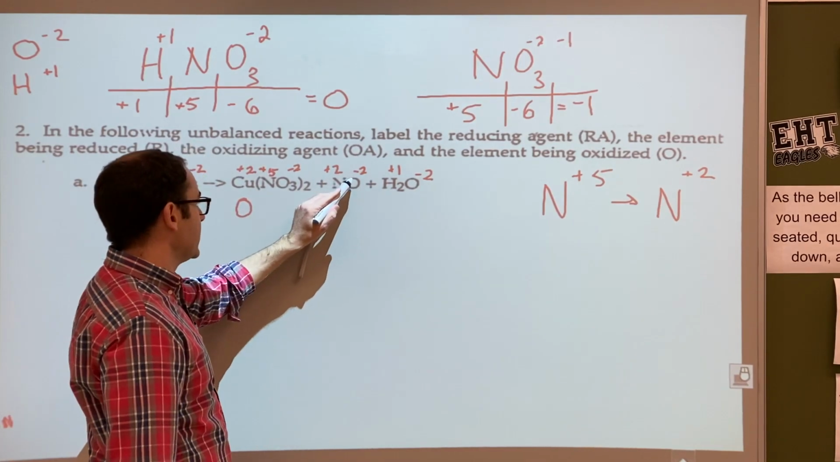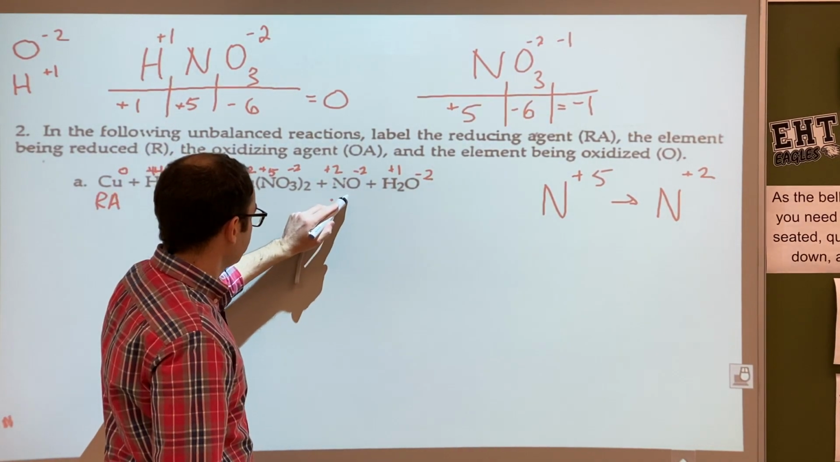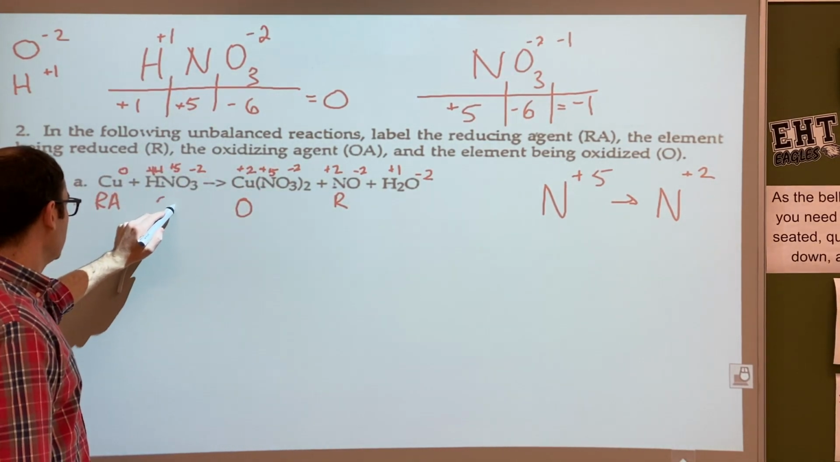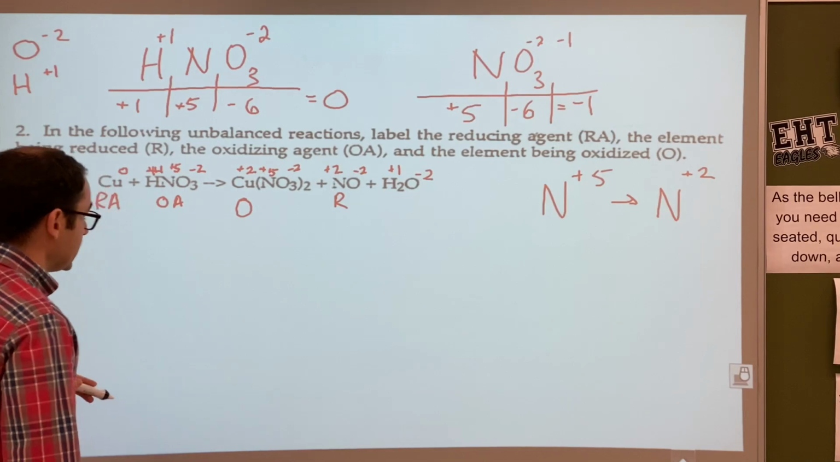So what happened to this nitrogen if it gained electrons? Good, it was reduced, all right? So then this nitrogen over here would be the oxidizing agent.